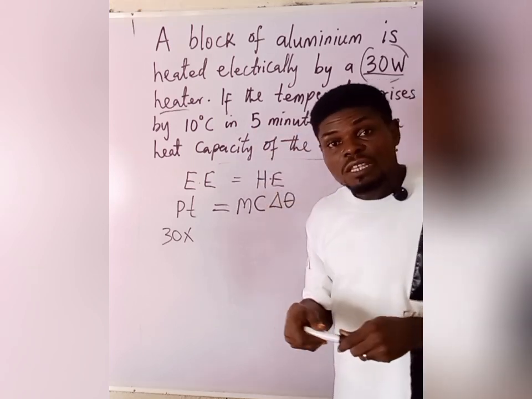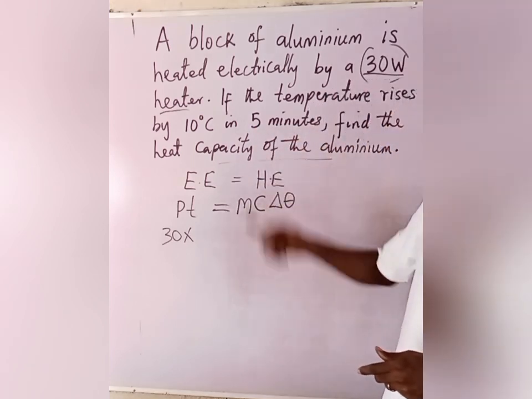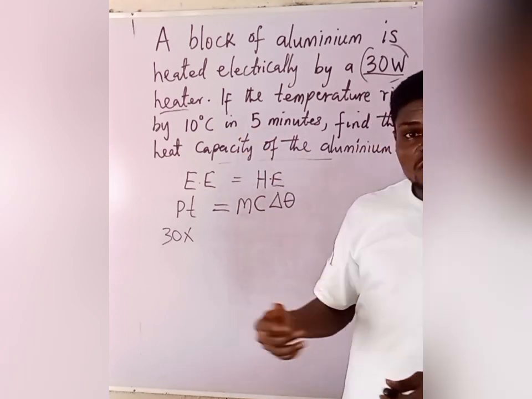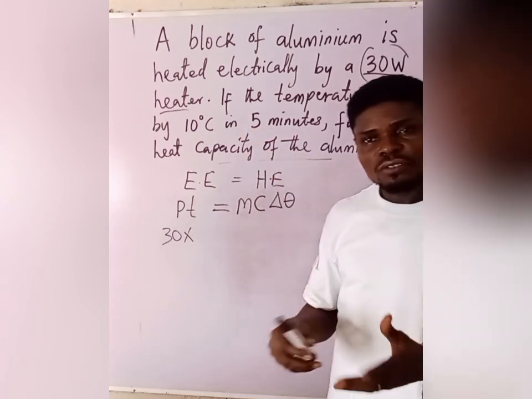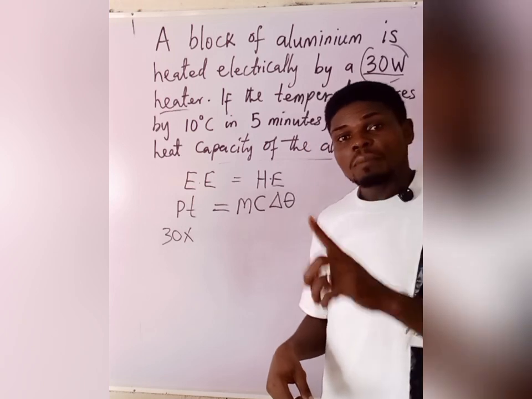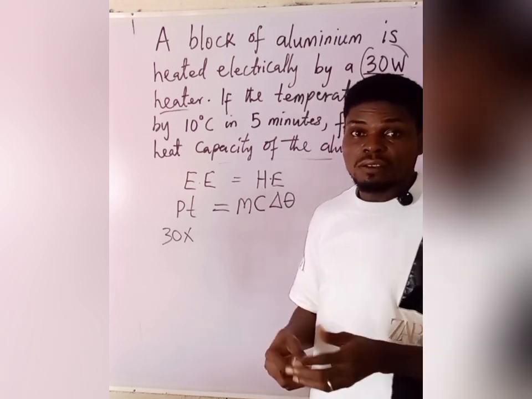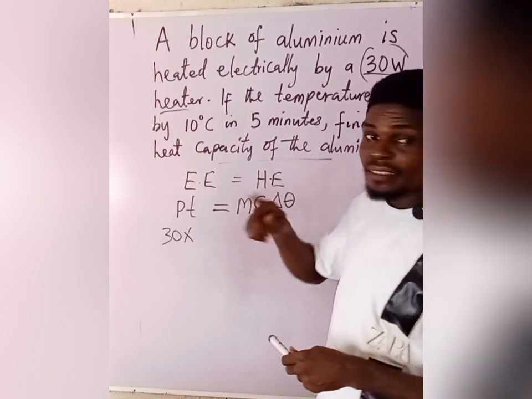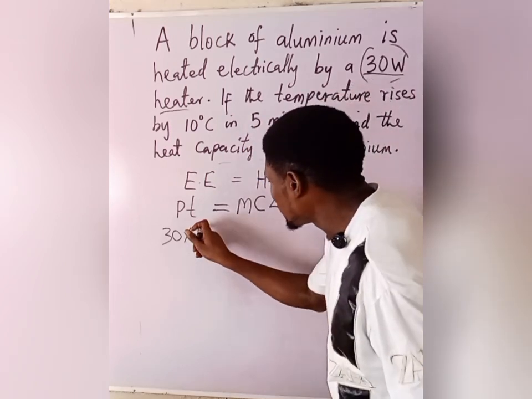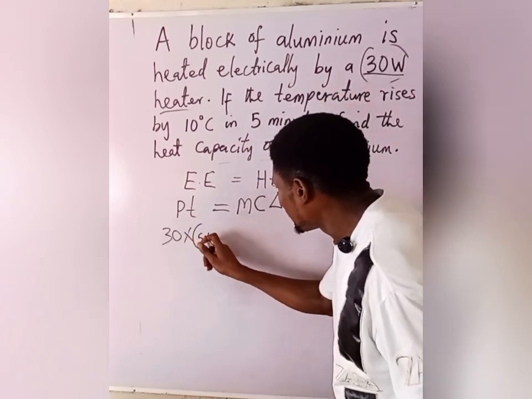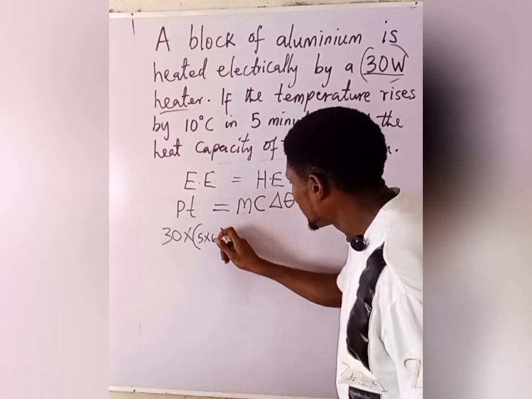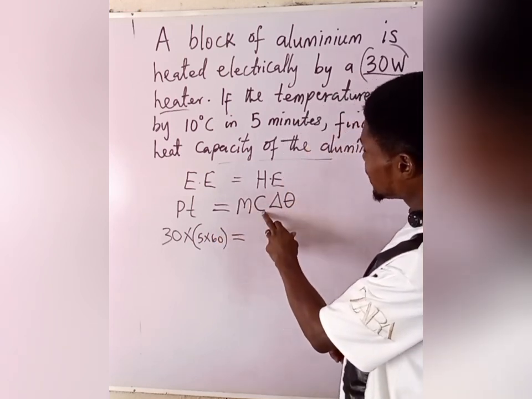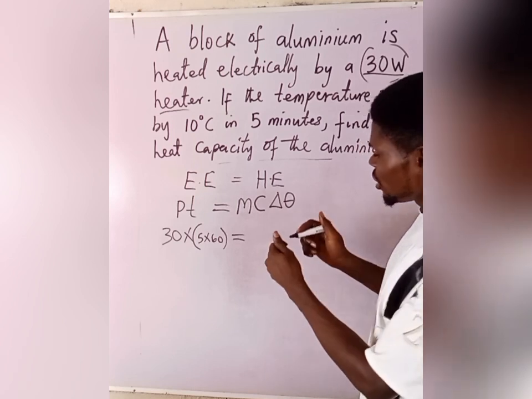We're not going to make use of minutes to solve. All we're going to do is change these 5 minutes to seconds. How do we change it to seconds? Remember that 1 minute is equal to 60 seconds. So this 5 minutes here is equal to 5 times 60. All right, let's put it here: 5 multiplied by 60. And this is equal to the mass times specific heat capacity times the temperature change.